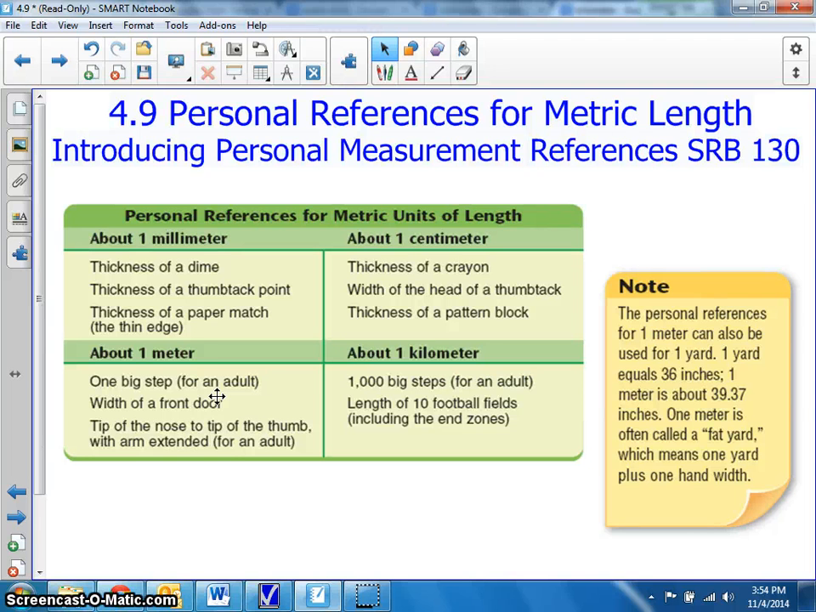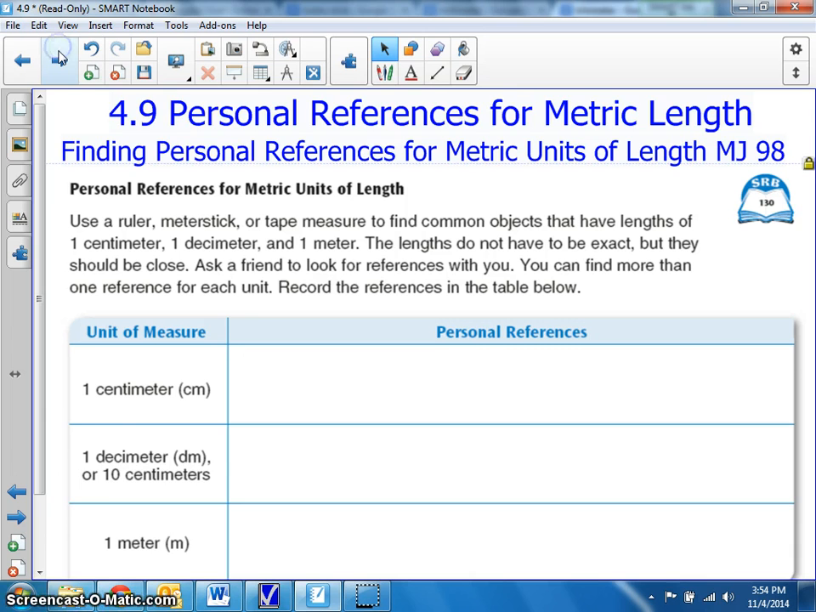And for a kilometer, 10 football fields, or 1,000 big steps. It's close. It's shorter than a mile, but it's a long distance. So can you write some of these down so that you can have personal references for these lengths?